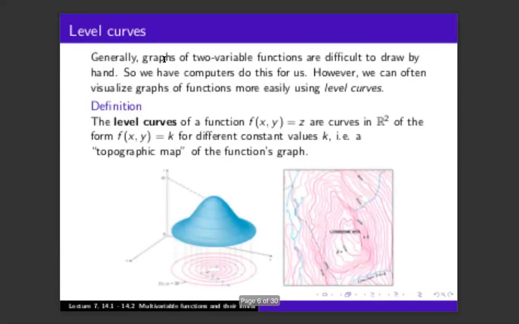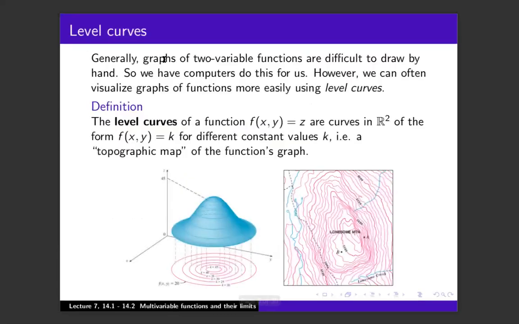Now, how do we analyze these things? Well, the bad news is that graphs of two variable functions can be very difficult to draw by hand. Typically, we have computers do this for us. That being said, we can understand graphs a little more conceptually and get a better sense of what they look like by using what are called level curves. Now, level curves are curves of a function that, when projected into the xy plane, are of the form f(x,y) equals k for some constant value of k. Really what this is, it's a topographic map of the function's graph.